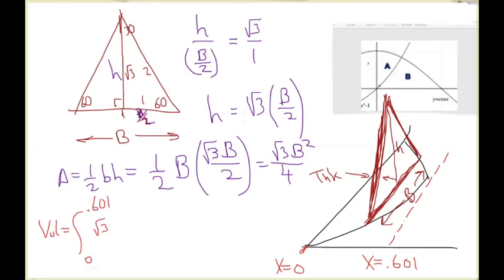Root 3 over 4, and now what we've got to do is square the base. Remember, the base is defined by the dominant function. The upper one, if you will, is the trig function, that's the cosine of x, minus the second function, which is down here, the exponential one, e to the x minus 1. Okay, there's our base. We need to square that, and the dx makes the integration engine go.